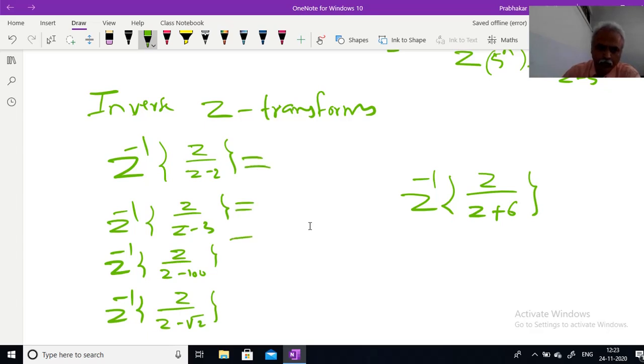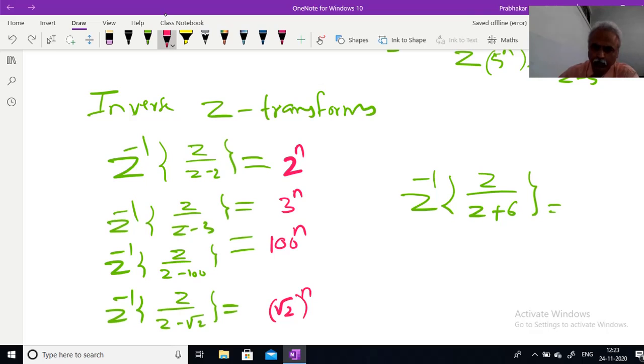So inverse means back we should be having the n function. If it is 2, 2 raised to n. If it is 3, 3 raised to n. If it is 100, 100 raised to n. If it is root 2, root 2 raised to n. If it is plus 6, this becomes z minus of minus 6. So whatever is there here, that raised to n. So we have done here.